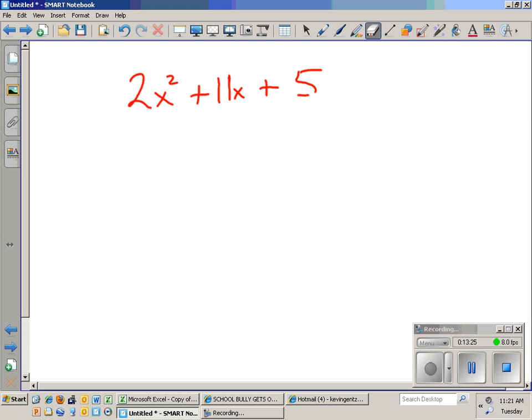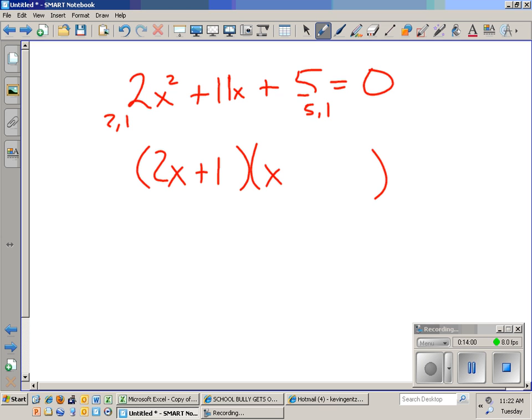I want to show you why this works. A lot of people say it seems kind of like magic that you could just pick those numbers. It's not really magic. Watch how this works. Let's say we had 2x squared plus 11x plus 5 equals 0. Does that factor? It does. In fact, I have 2 and 1. I have 5 and 1. And if I try to factor, I go 2x and x. And if I go plus 1 and plus 5, that is properly factored.